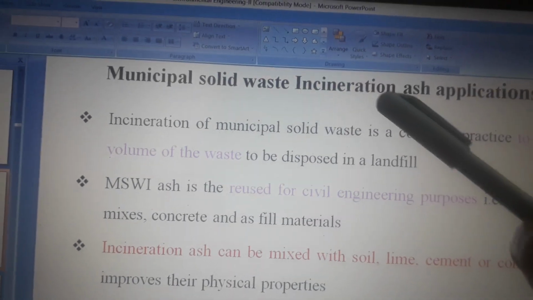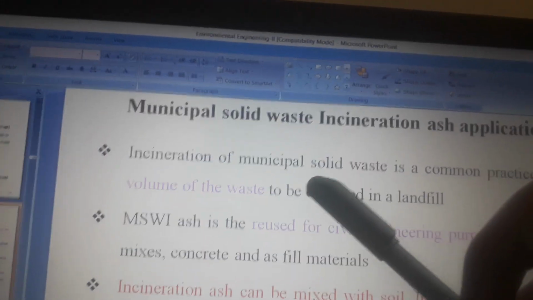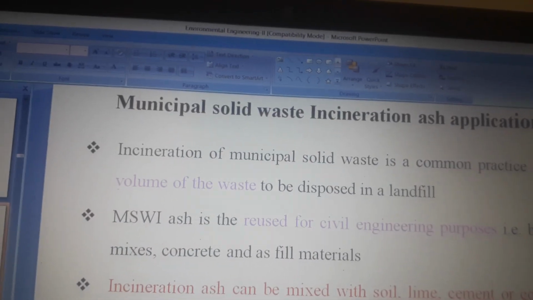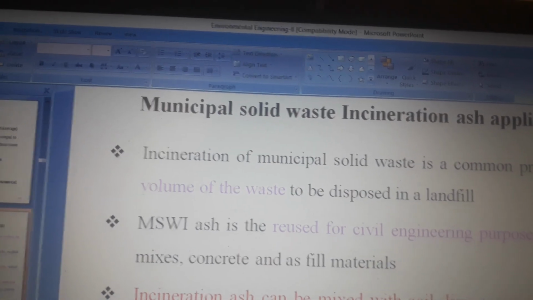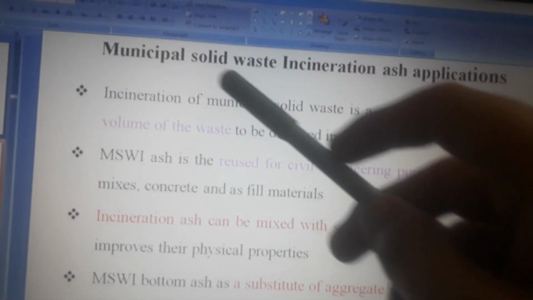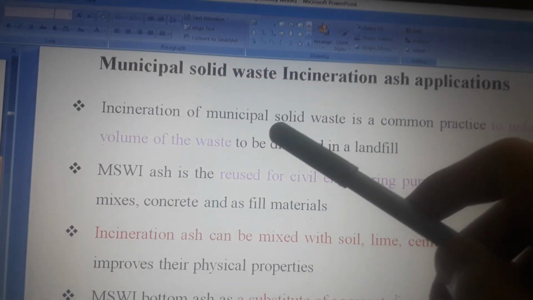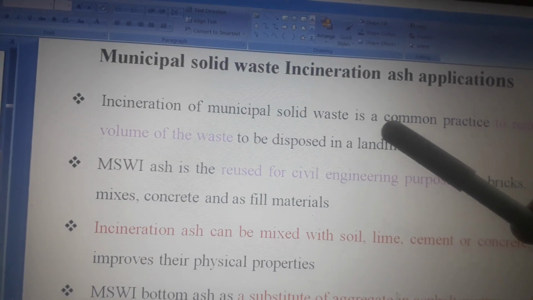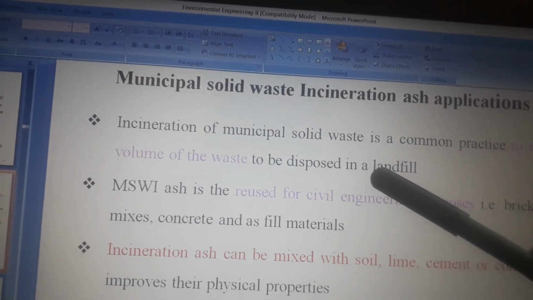Municipal solid waste incineration ash applications. Incineration of municipal solid waste is a common practice to reduce the volume of the waste to be disposed in a landfill.